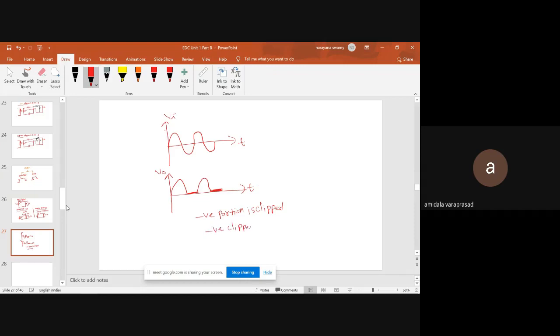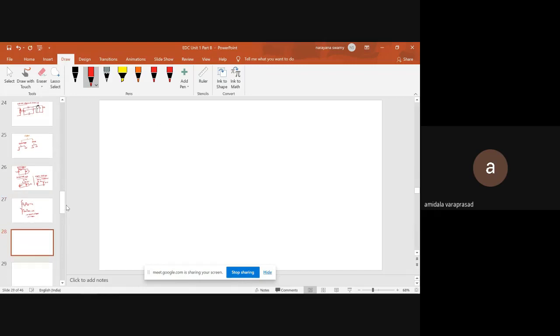So this is called a series positive clipper. Okay, same like that, we'll get series positive clipper.